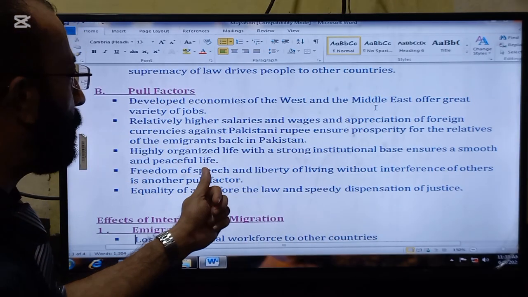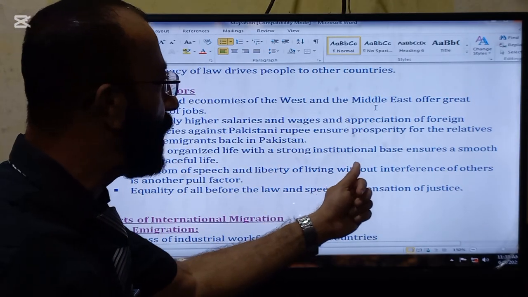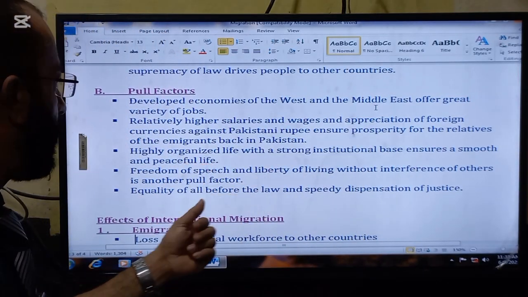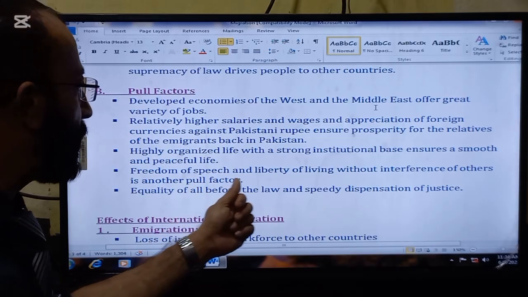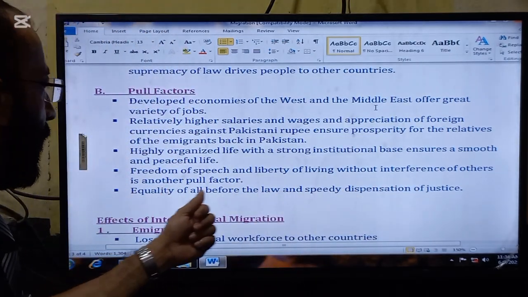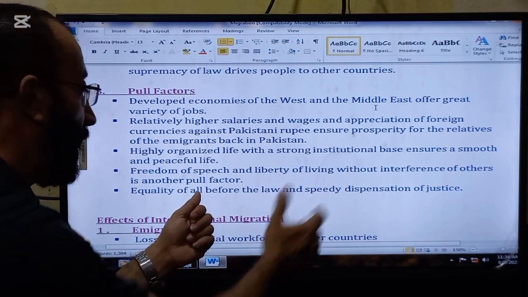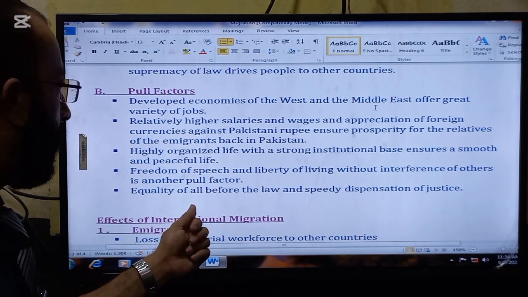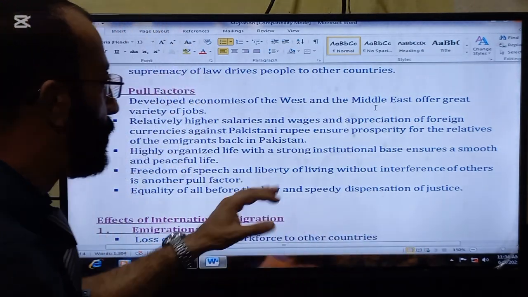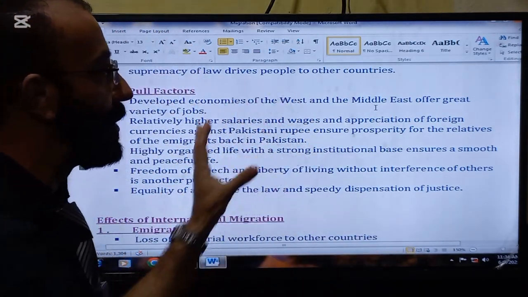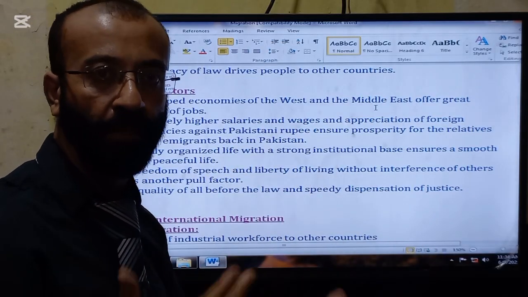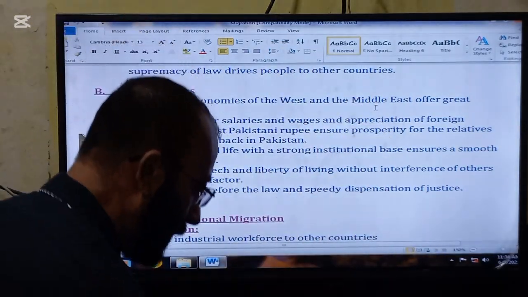Highly organized life with a strong institutional base ensures a smooth and peaceful life. Very strong reason. Freedom of speech and liberty of living without interference of others is another pull factor. Very, very strong reason. Equality of all before the law and speedy dispensation of justice. So these are very strong reasons, attractions, which are actually attracting the people from the poor countries to the well settled countries.